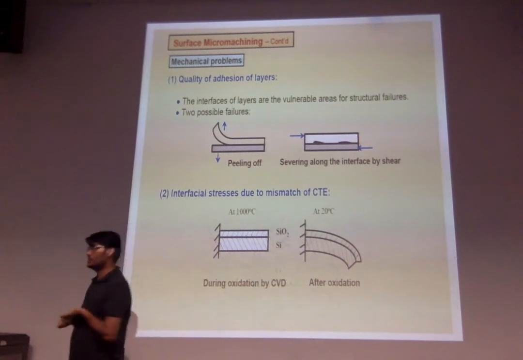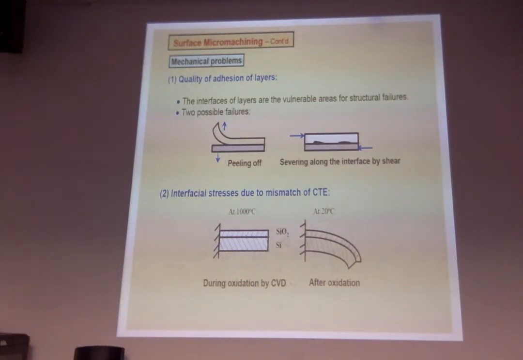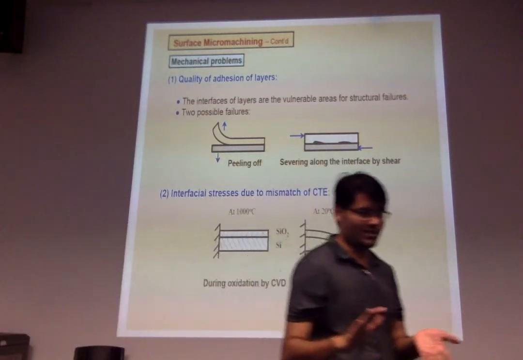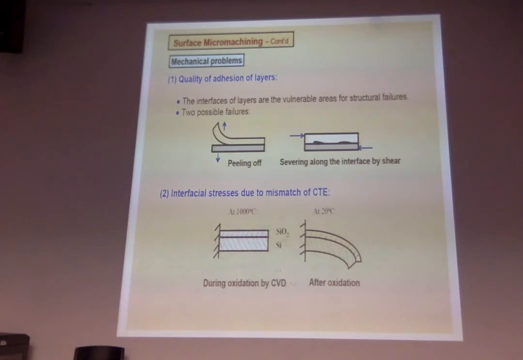Do you get what I'm saying? Or sometimes there could be a severing along the interface shear. When you do lamination, you might have seen this. Imagine that when we do lamination, there could be some small air pockets and some wrinkles. Have you seen that?